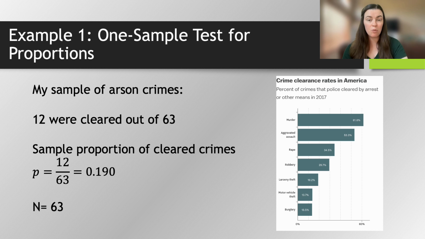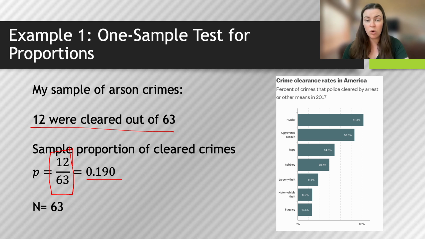So a couple of things that we can pull out of our question before even getting started with our 5-step model. I'd mentioned a few of these on the previous slide, but our question specified that I had a sample of 12 arson cases that were cleared out of an entirety of 63. So I had mentioned that we could calculate our proportion value by doing 12 divided by 63, and that gives us a proportion value of 0.19.